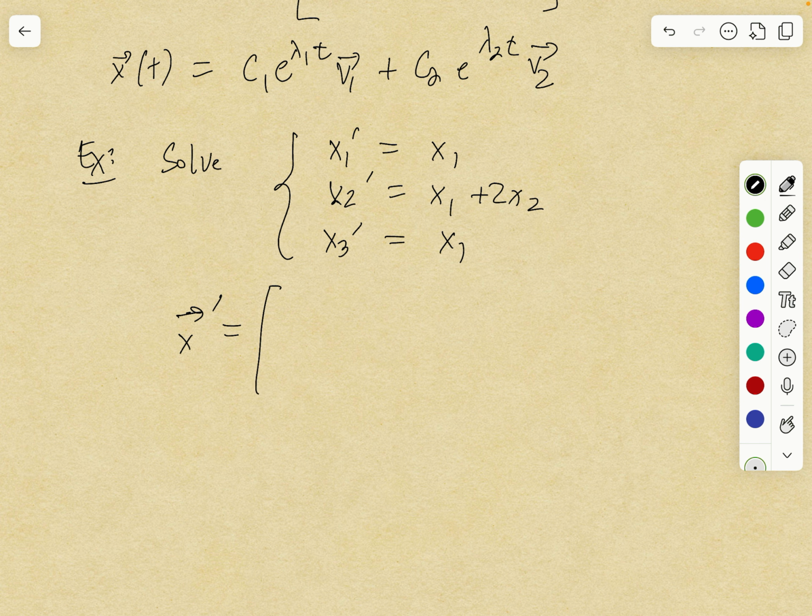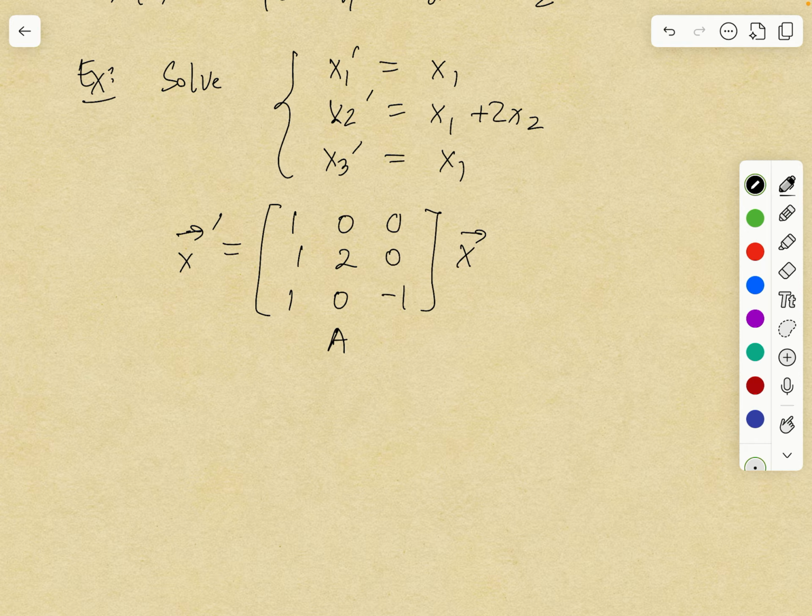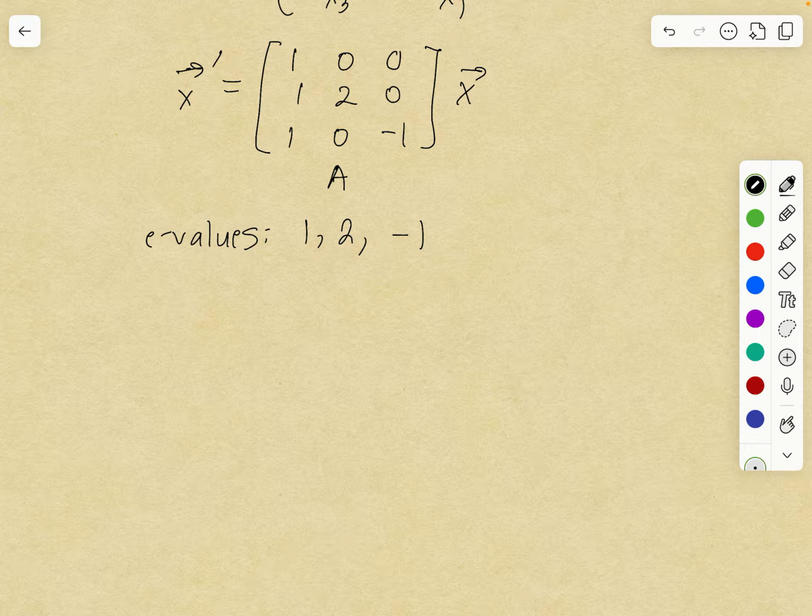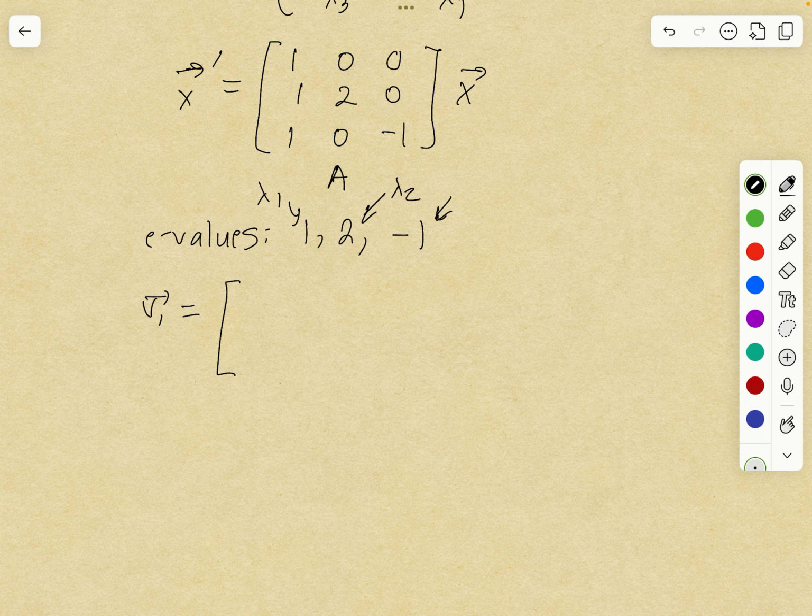X prime equals this matrix: the first row is 1, 0, 0, second row is 1, 2, 0, third row is 1, 0, negative 1. So we call this matrix A. And this is not diagonal, sorry, it's lower triangular. So we know that the eigenvalues are just the entries on the diagonal: 1, 2, and negative 1. I'll just let you check that you can find eigenvalues. Let's say that's lambda 1, lambda 2, lambda 3.